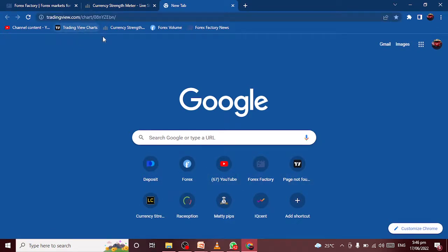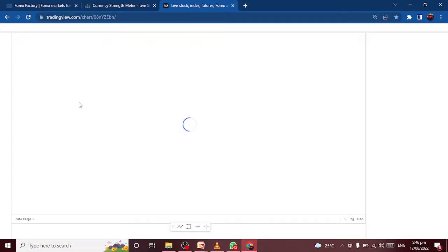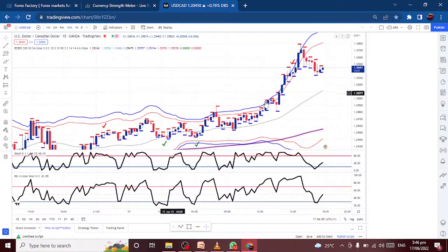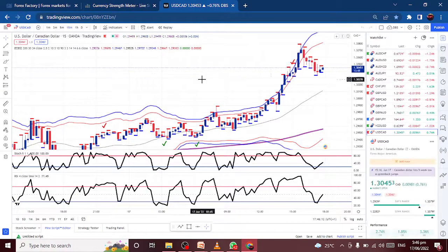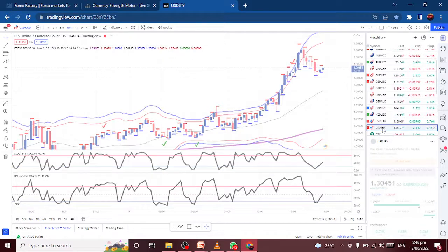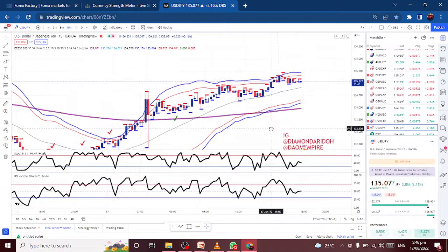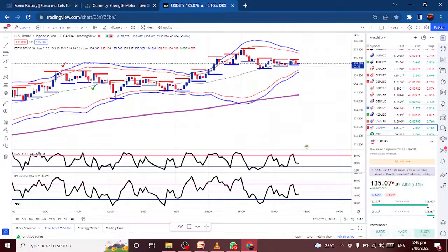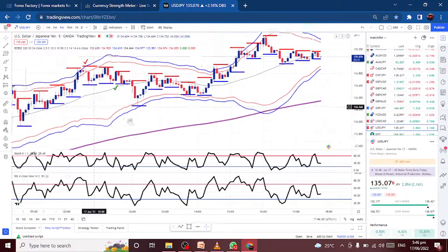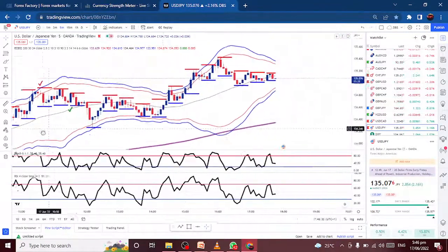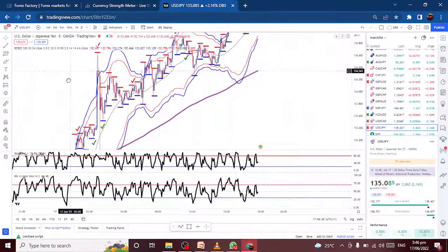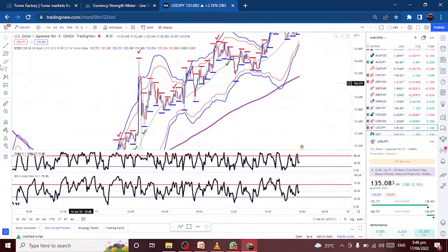Okay, TradingView. Let me go to USD JPY. This is the 15 minute chart. Let me go to the 5 minutes time frame so you can understand what I'm talking about. You can see it was just going up. Let me zoom it for you to understand properly. You can see the way it has just been going up.